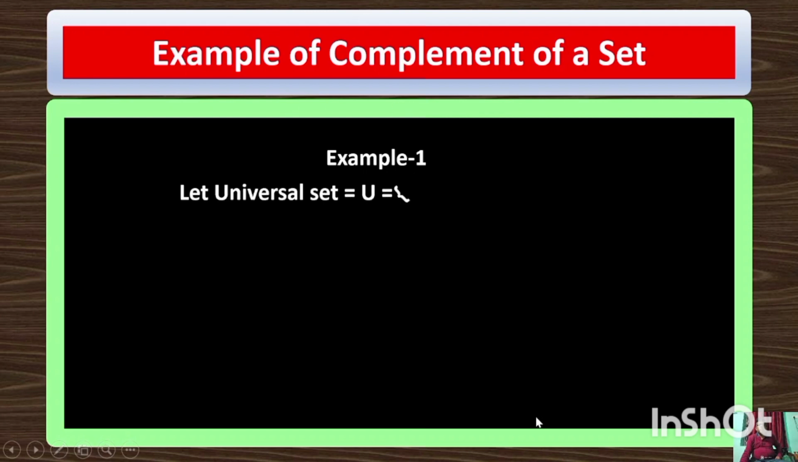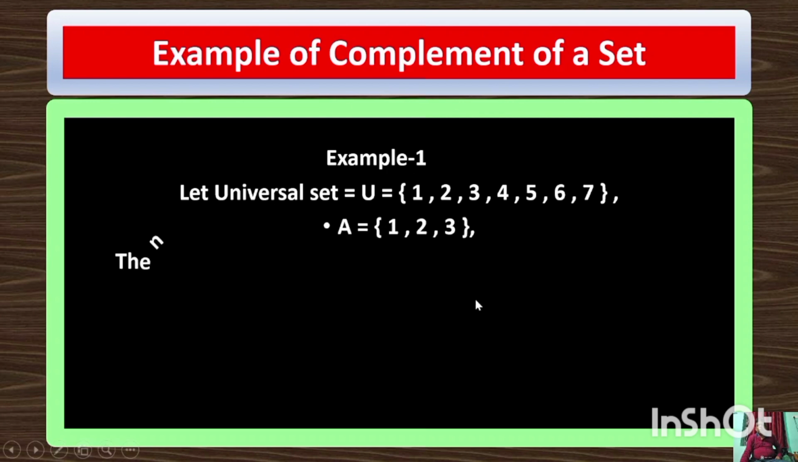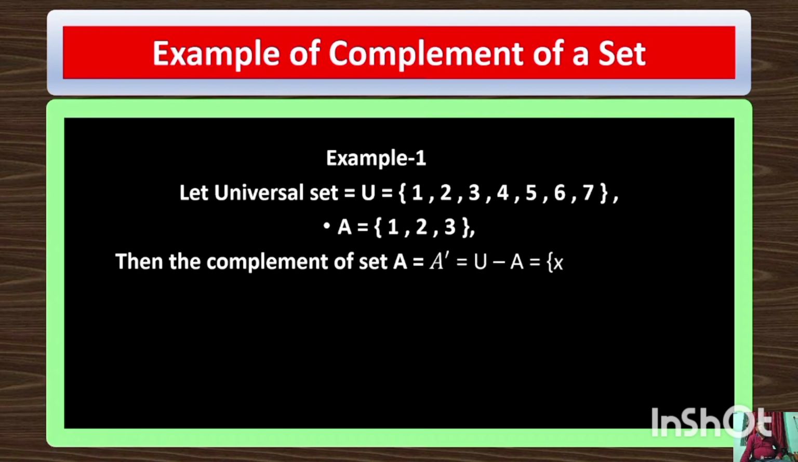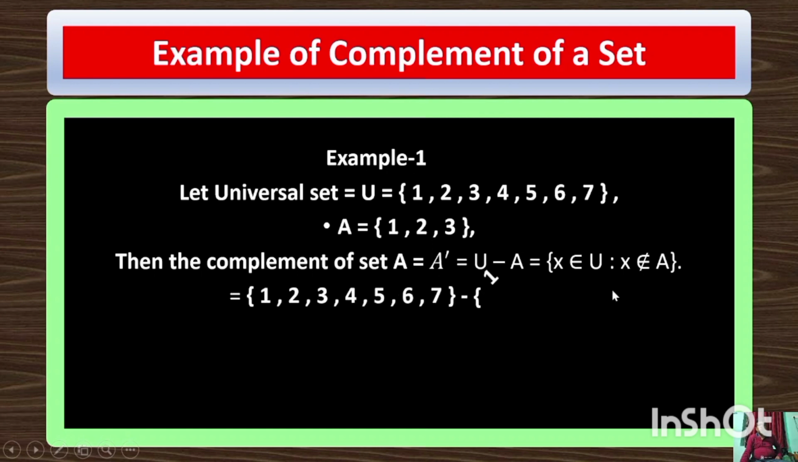Let the universal set be given. One universal set I have taken, with some elements. Here A is a subset of the universal set U. So the complement of the set A, A dash, is equal to U minus A, with the elements that are in U but not in A.